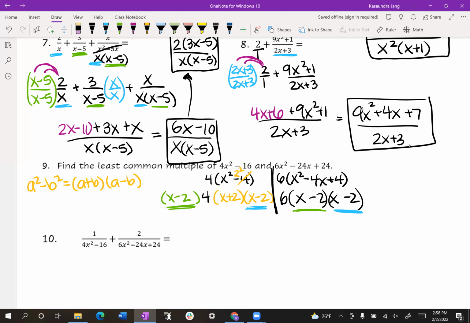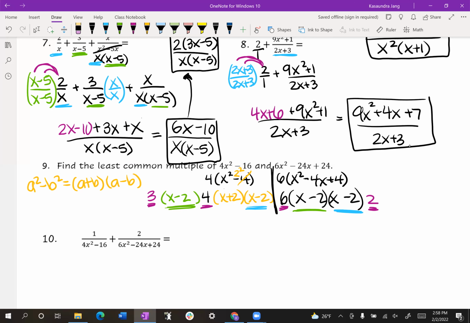Okay, so let's see, am I running out of colors here? There we go. As far as the constants go, I'm trying to do 12. 4 times 3 is 12. And then 6 times 2 is 12. So as far as the constant goes, it's the least, the smallest, common. They both equal 12. So least common multiple.